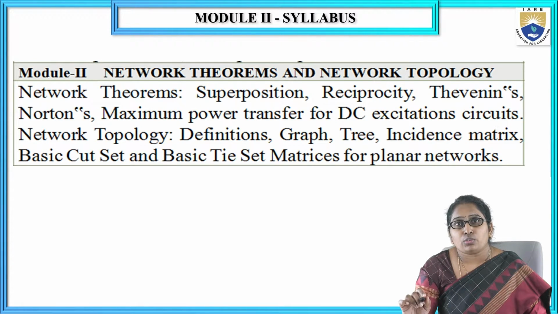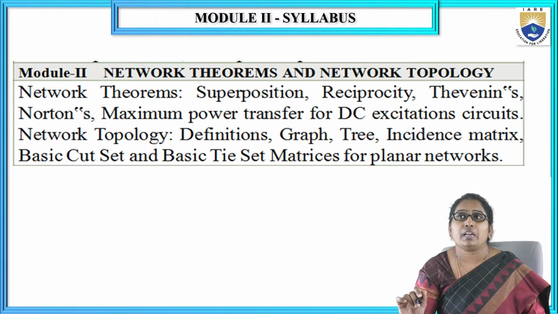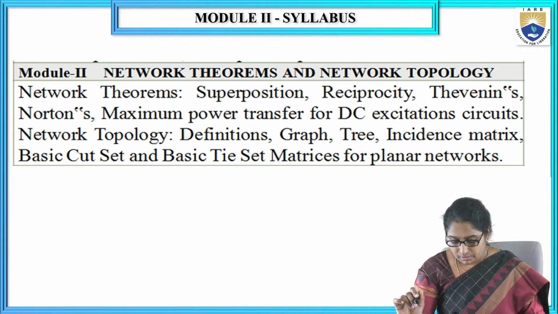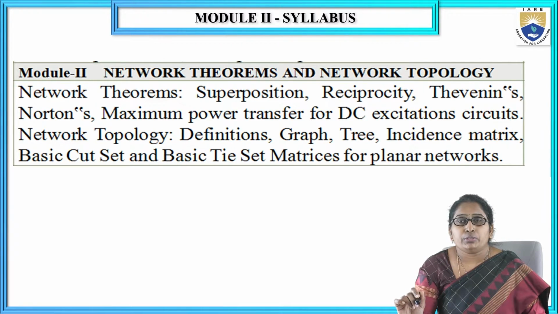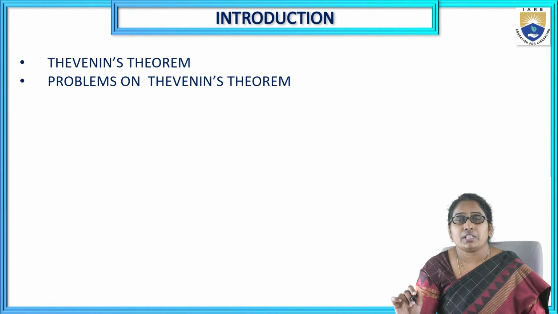Under this network topology, the basic terms and definitions are graph, tree, incidence matrix, basic cut set and basic tie set matrices for planar networks. Okay, today I'm going to talk about Thevenin's theorem and problems based on that.